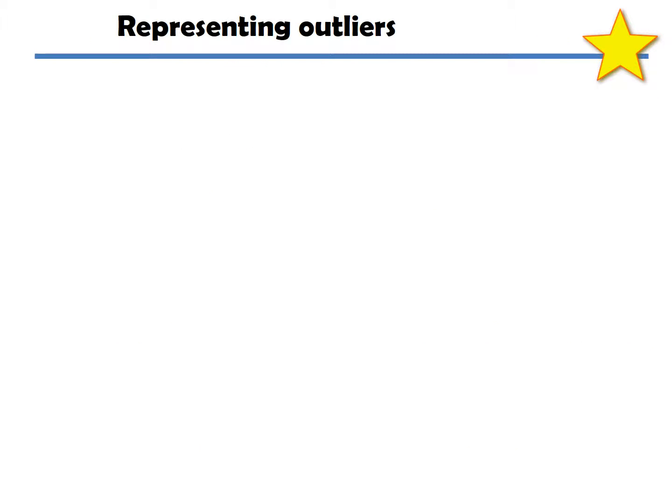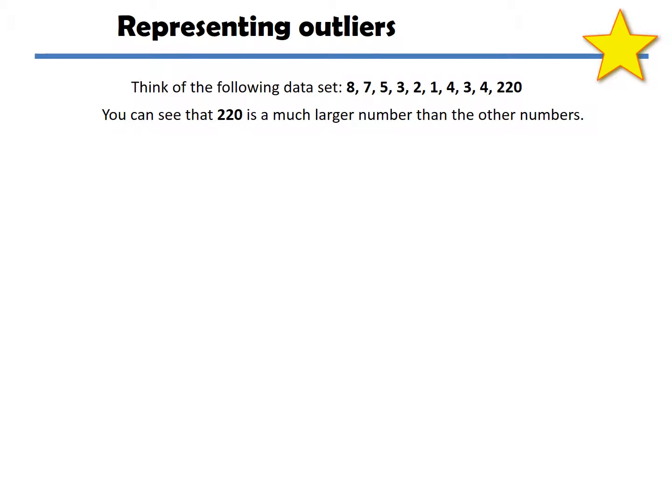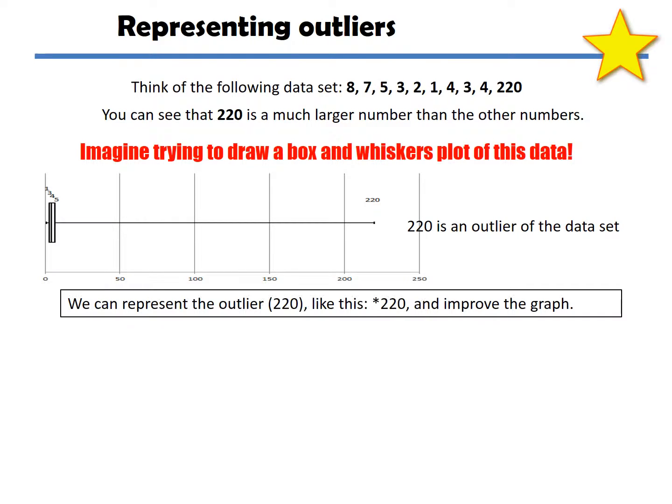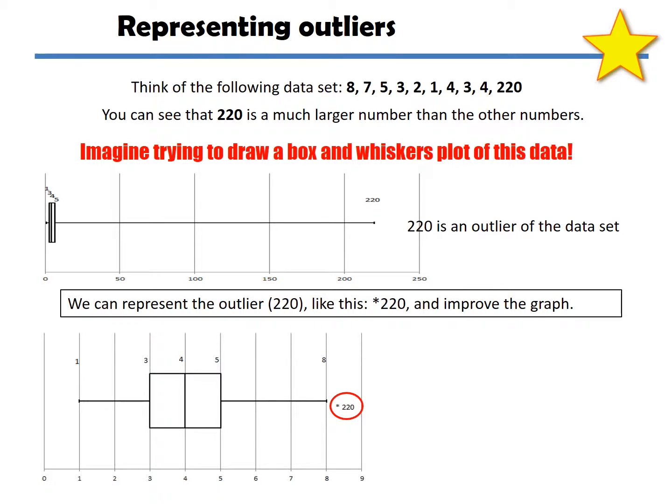What happens with outliers when you represent something? Suppose I'm representing this data set. You see, 220 is really much larger than the other ones. Of course, if I draw a box and whiskers, it's going to look horrible. It's terrible. I can't see anything. This is very non-useful. So 220 is an outlier of this data set. There's a way to represent it so that the graph doesn't look that stupid. You just make a little note over here, I think you put a little star and you say 220 is around here. It's an approximate way to represent the outlier.